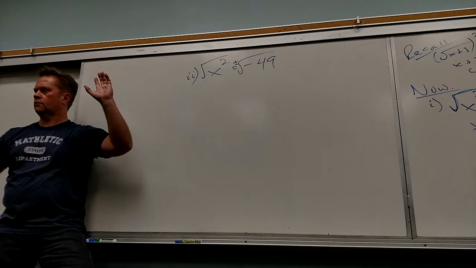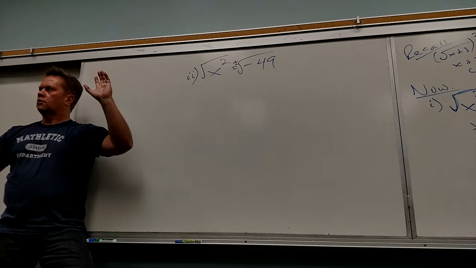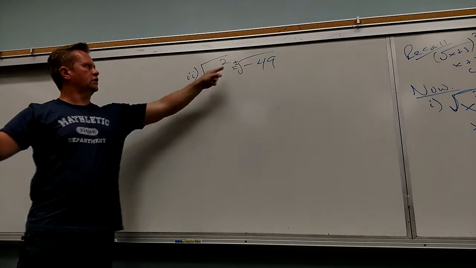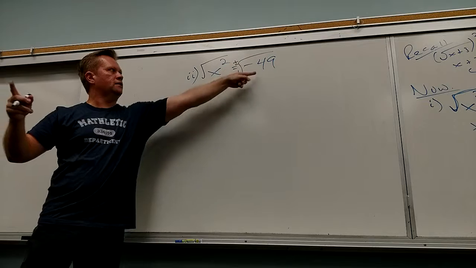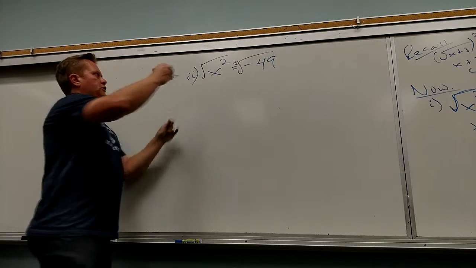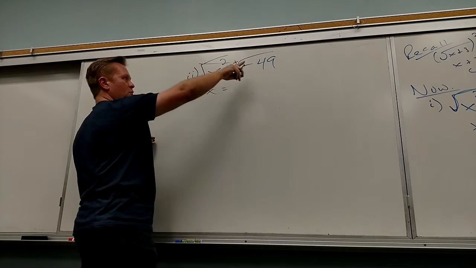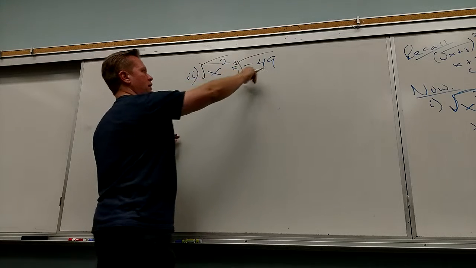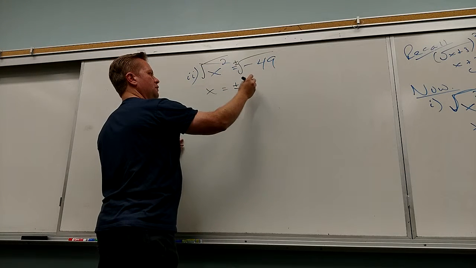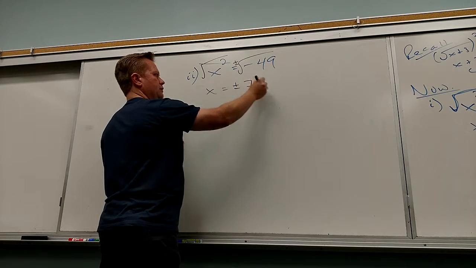Are you doing the plus or minus on both sides of the equal sign? Say again, sorry? It's just on the square root. It's plus or minus this. On the square? Yeah. So I'll do this side. What do you get? What is the square root of negative 49? Plus or minus 7. Yes.